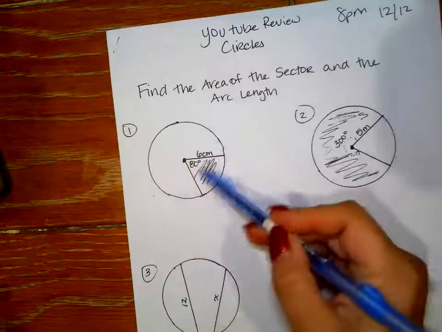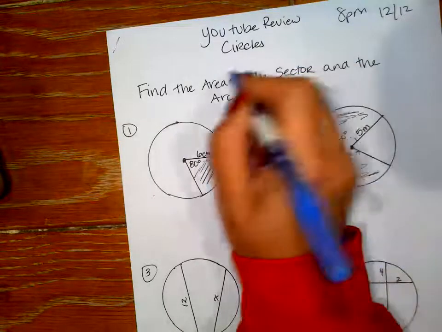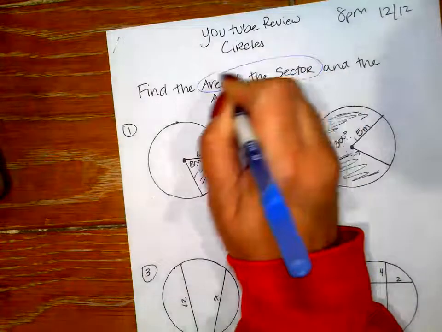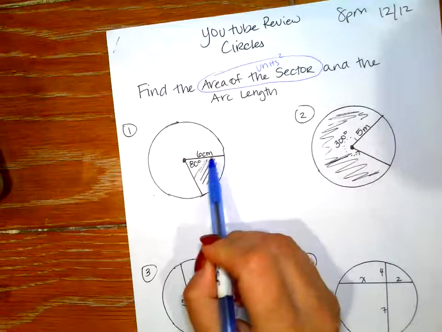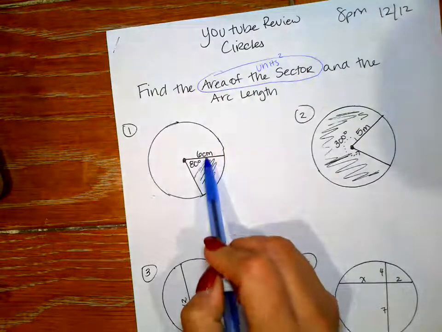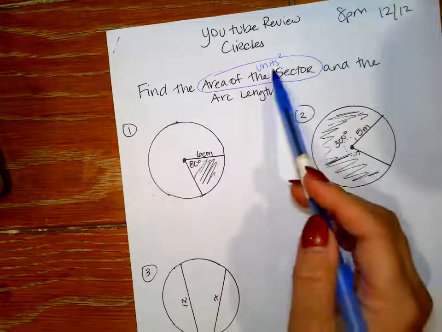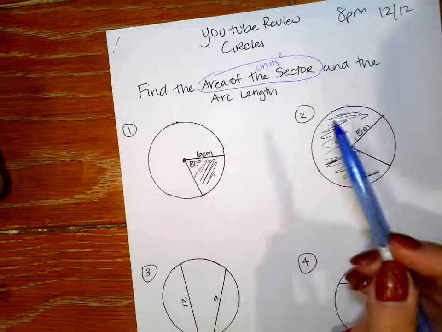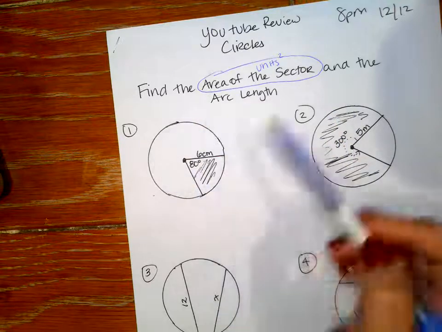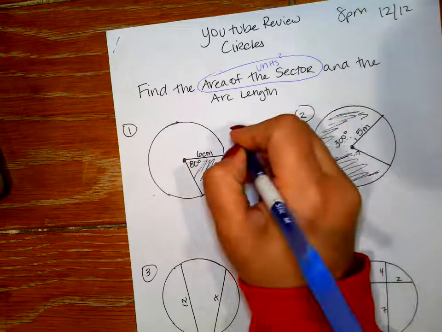And I've identified the sectors here by the shaded area. Remember, anytime we're doing area of anything, you need to have units squared. So your answer for area will be centimeters squared. This one, it'll be meters squared. So you just need to make sure that whenever we do anything with area, it's going to be the units squared.